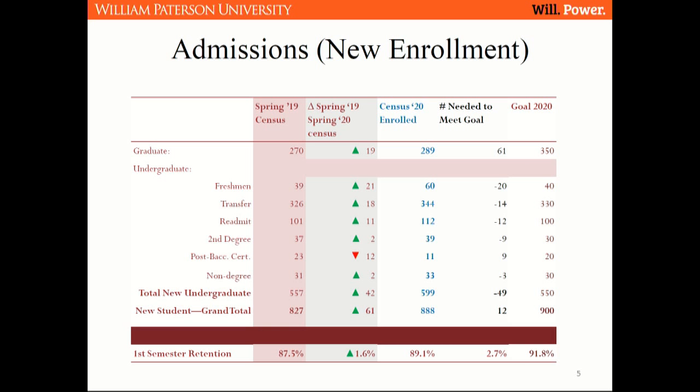However, this winter or this spring, the number is 89.1%, which is a 1.6% improvement over last year, but a 2.7% difference from what we had projected at 91.8%.